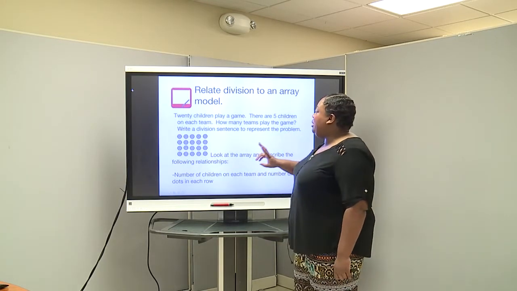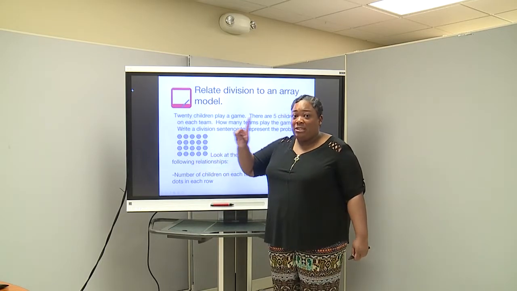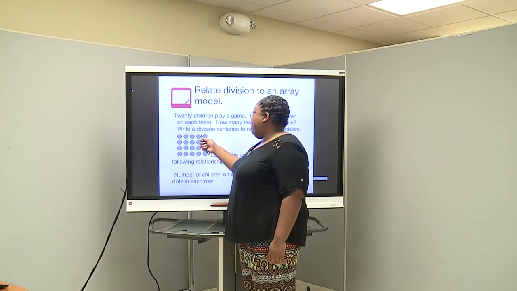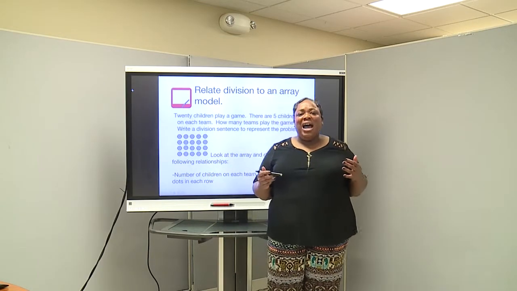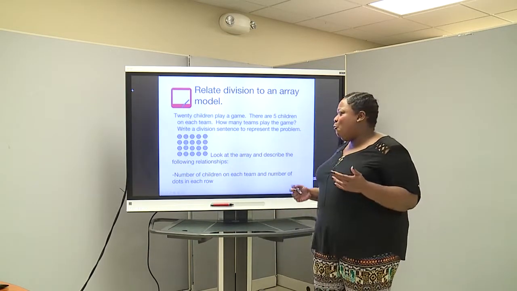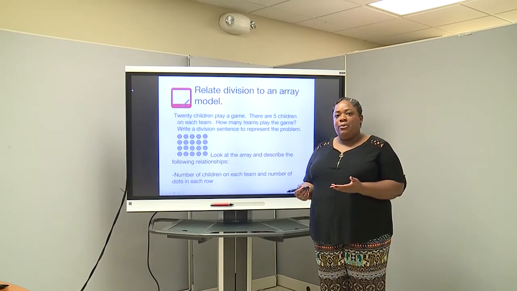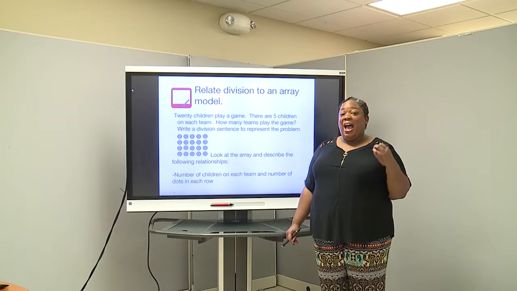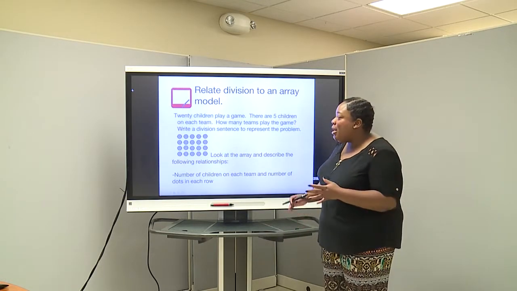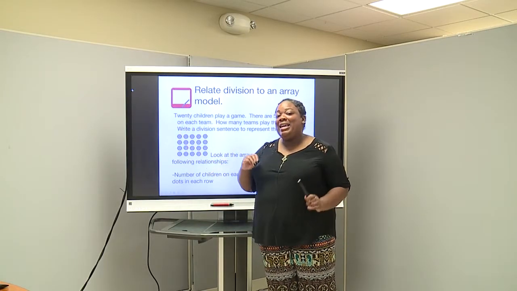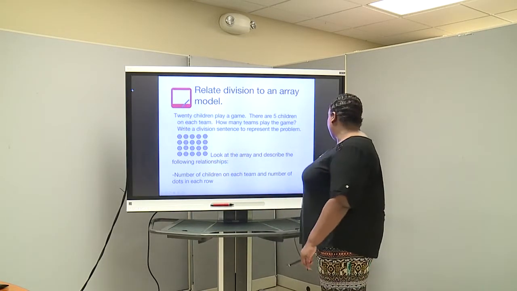So all I have to do is look at one row because I know they're all equal. So I'm going to count one row. 1, 2, 3, 4, 5. So I see that the size of the group is 5. What does that 5 tell me in my problem? What do we already know? That there are 5 children on each team. So the size of the group here tells us how many kids are on each team, okay?